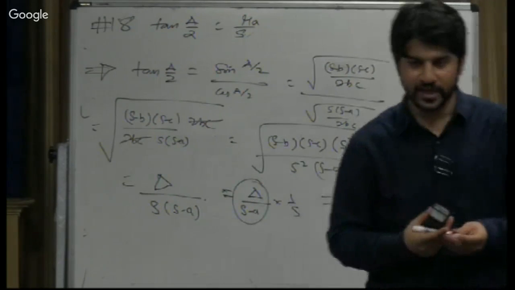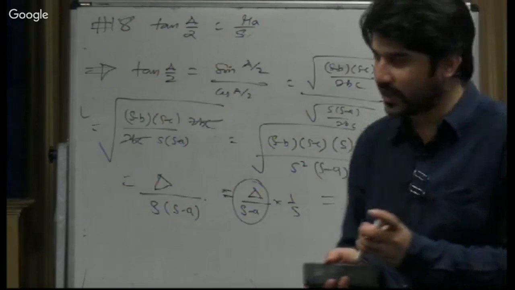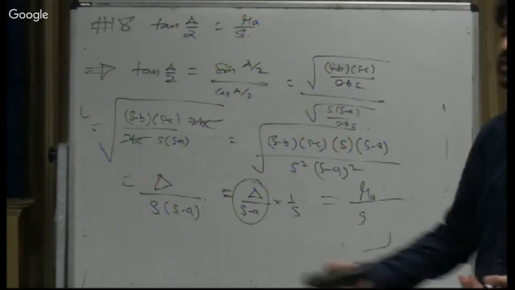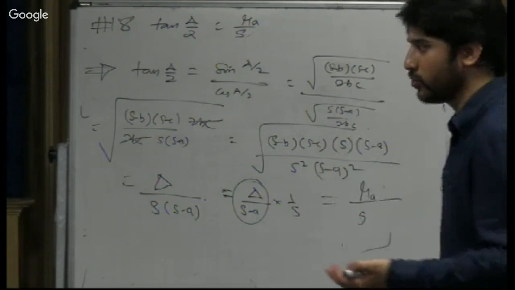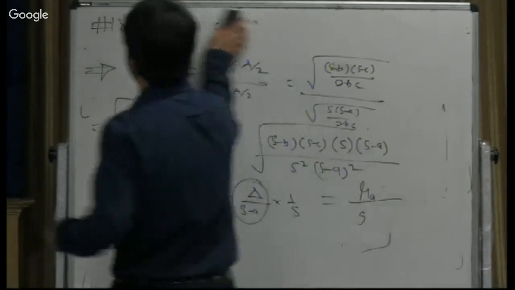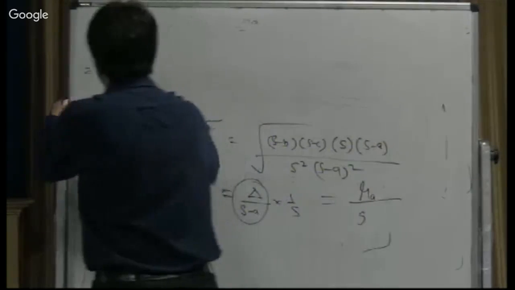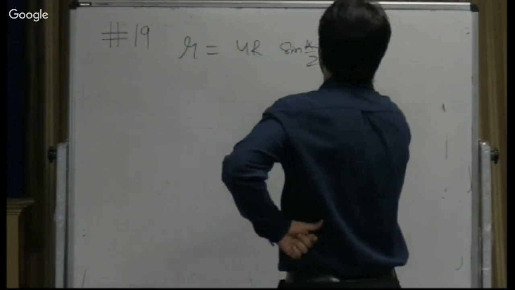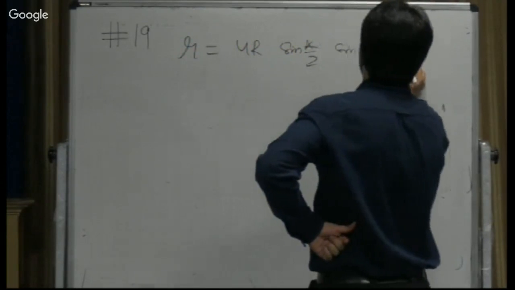Now the 19th property is, it's also a property, and they have asked in IIT-JEE also this question. So basically after the IIT-JEE question, when they asked this question, they have included it as a property after that only. Now what is the question? You have to show that, this is property 19, you have to show that r is equal to 4R sine A by 2 sine B by 2 sine C by 2.